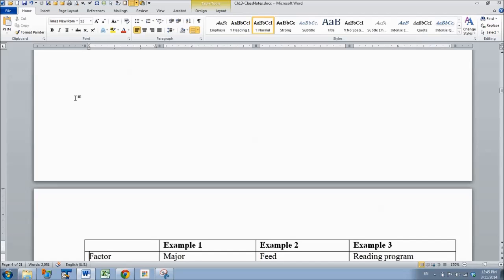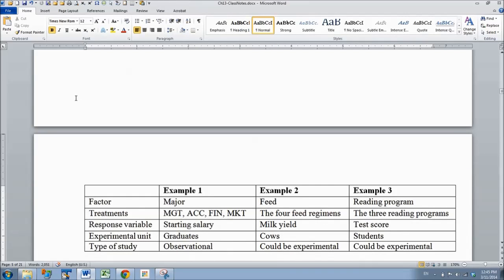Now example 3 is the reading program example. Suppose there are 3 reading programs that we are considering. They are the treatment levels, and test score is your response variable, and the experimental unit are the students who are participating in this study. Now, this also can be set up as an experimental study because the students can be randomly assigned to the different reading programs. So this could be an experimental study as well.